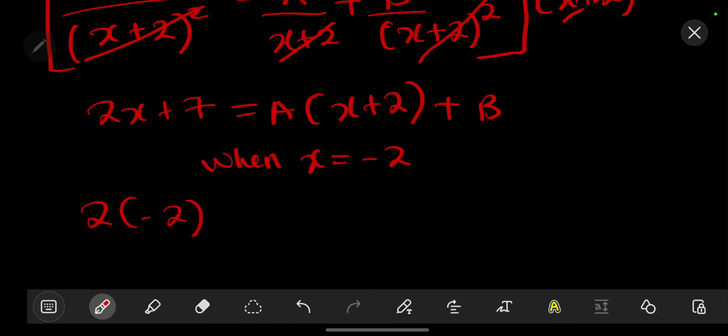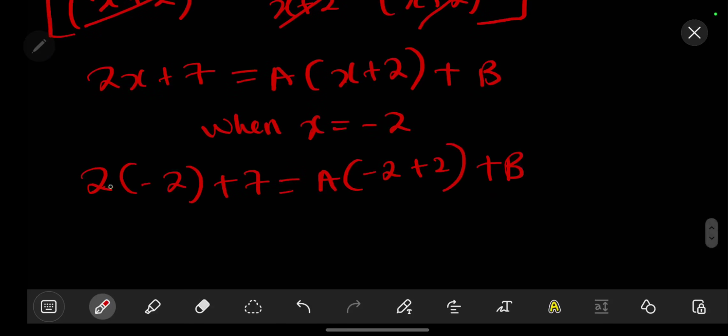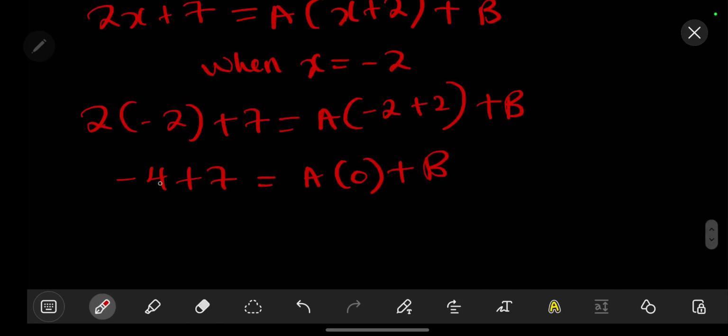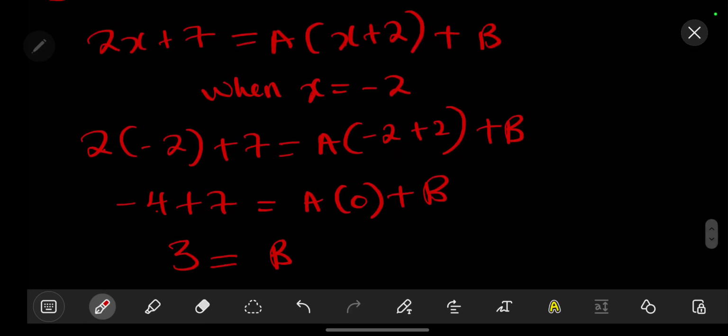So we have 2 times negative 2 plus 7 equal to a, where x is, we put negative 2 plus 2. The aim was to eliminate a. Then we have plus b. Then 2 times negative 2 gives negative 4 plus 7 equal to a times negative 2 plus 2, which is 0, plus b. So negative 4 plus 7 gives us a positive 3, which is equal to b. So this means that b is equal to 3.